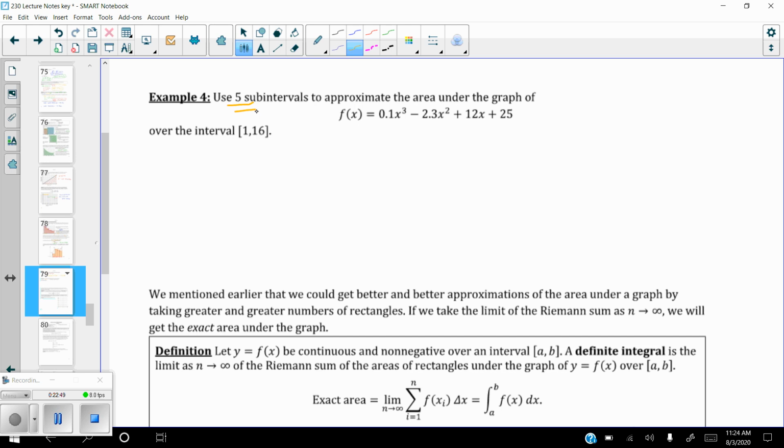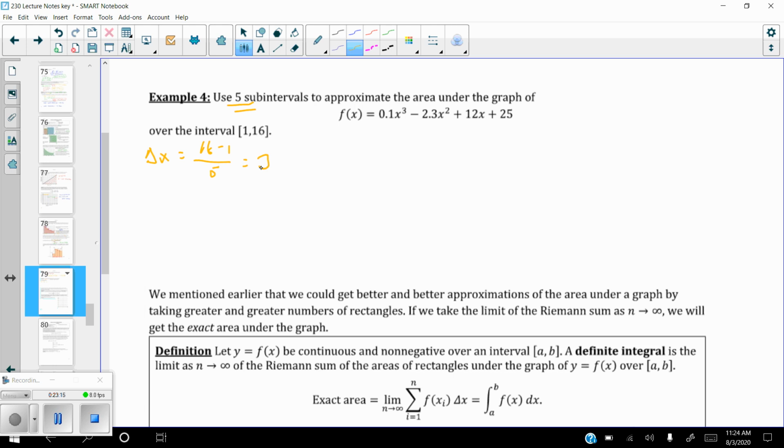Well, remember that delta x, which is really the base of all of our rectangles, is going to be b minus a over 5, which is 16 minus 1 over 5. Of course, 16 minus 1 is 15. So that gives us 15 over 5, which is 3, which means that the base of each one of our rectangles is going to be 3. Now what we have to do is figure out, okay, what are all the heights of my rectangles going to be?